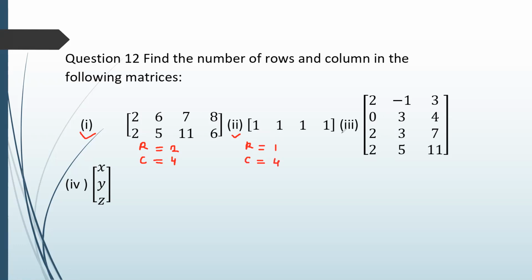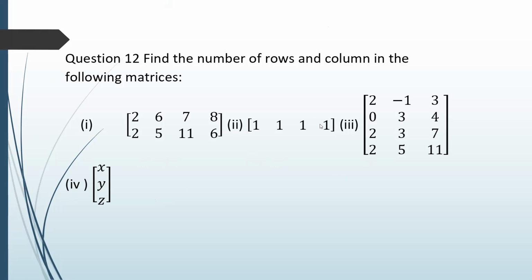Now we go for the third part. Here we see that the number of rows is 1, 2, 3, 4 and the number of columns is 1, 2, 3. So is that clear? Now we go for part 4. Here we see that the number of rows is 1, 2, 3 and the number of columns is 1. So is that clear how we can find the number of columns and number of rows? Okay.